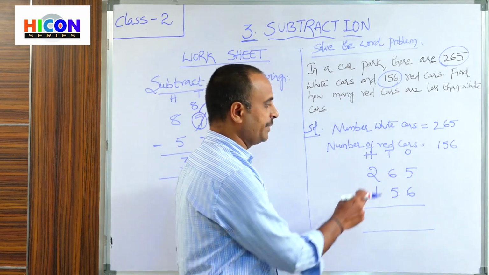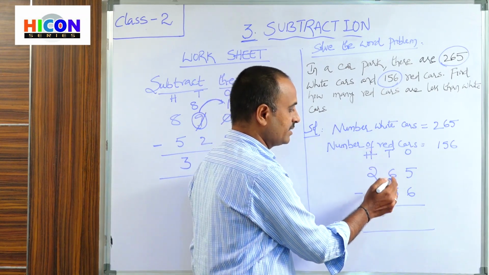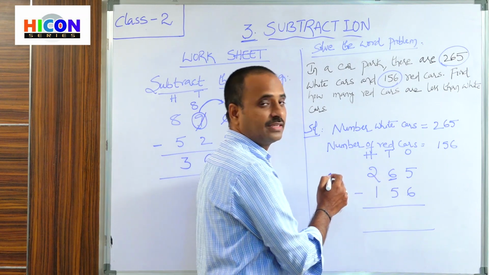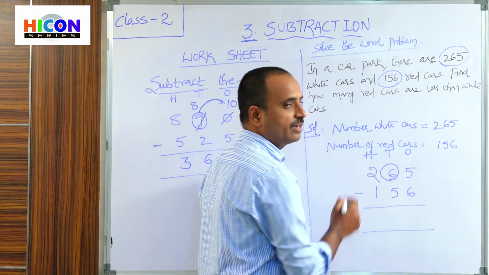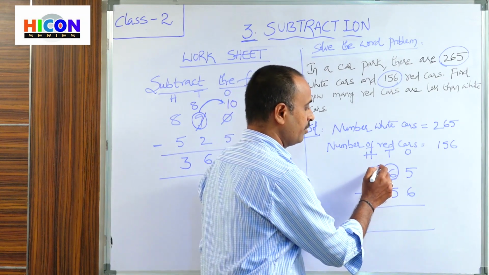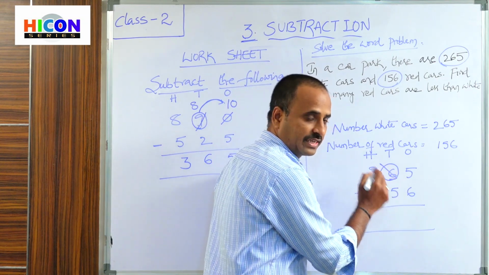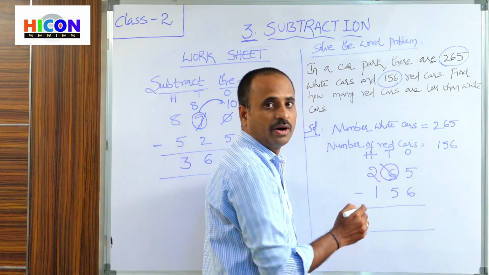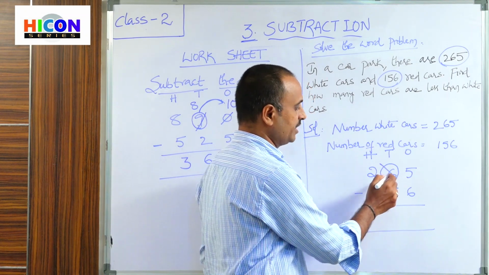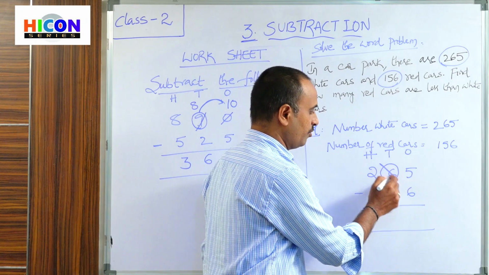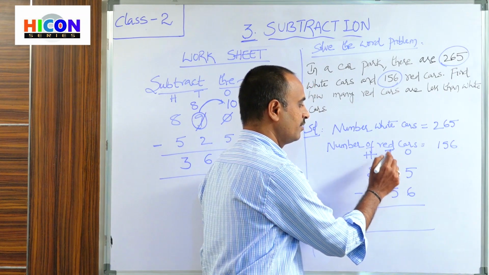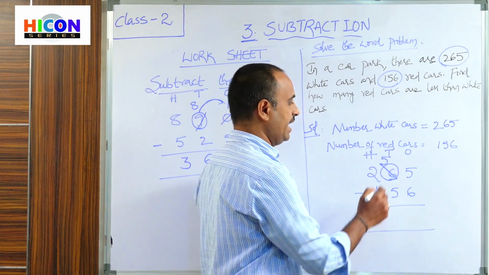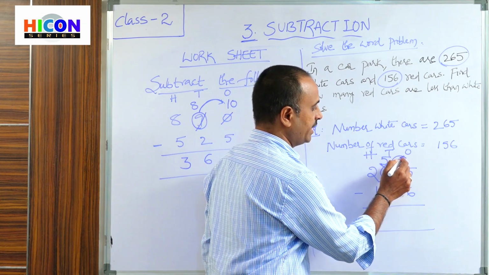So what is the next place? Tens place. So what is the digit present in the tens place? 6 is the digit present in the tens place. That means there are 6 tens. Now borrow 1 ten from the 6 tens. So if we borrow 1 ten from the 6 tens, then there will be how many tens? 5 tens are there. And carry this 1 ten to the ones place.